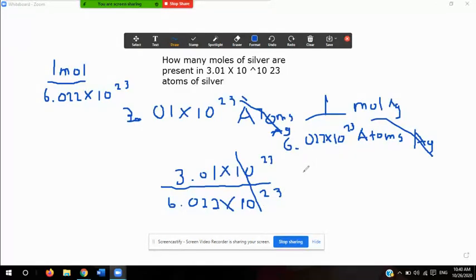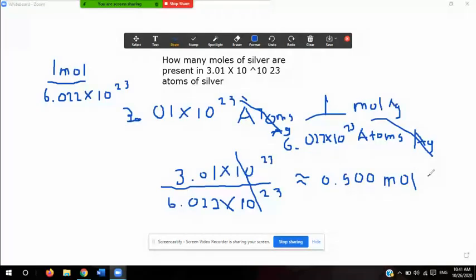And remember that we're going to round our answer to significant figures, in this case to 3 significant figures, because 3.01 has 3 significant figures and 6.022 has 4. So basically our answer is going to be 0.500 moles of silver. And 500, because it's actually 499, so you round it to 500 and you add the other 2 significant zeros, because remember that any zero to the right of the decimal is significant. So this would be moles of silver.